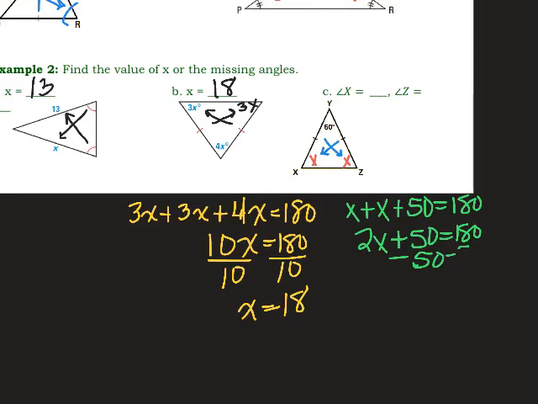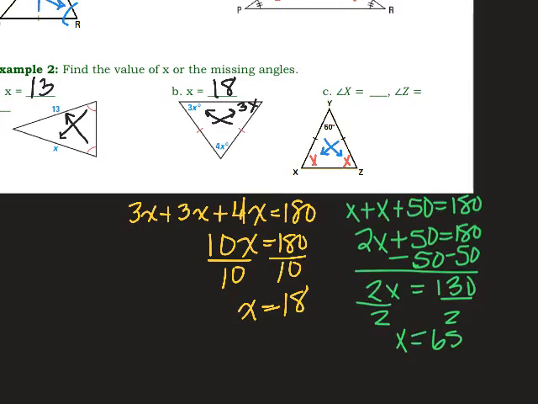All right, we're going to subtract 50 from both sides. So this is going to equal 130. Let's divide both sides by 2. So X is going to be 65. And remember, we said these were going to be the same. So angle X and angle Z, they're both X, so they're both 65. Okay, so just remember, two equal sides, two equal angles.